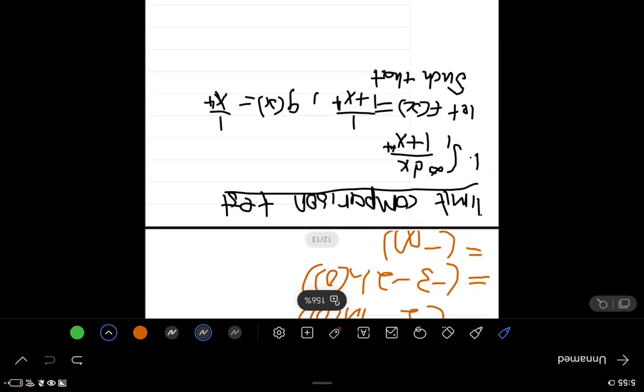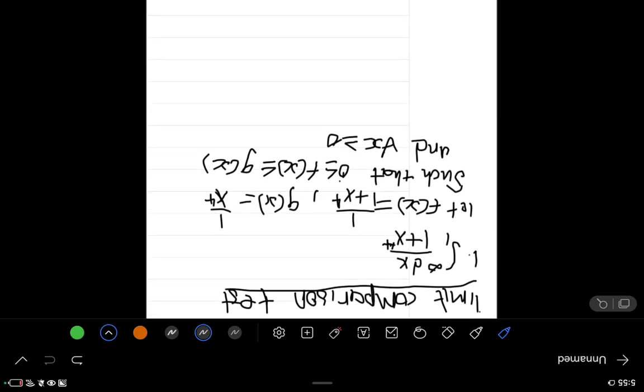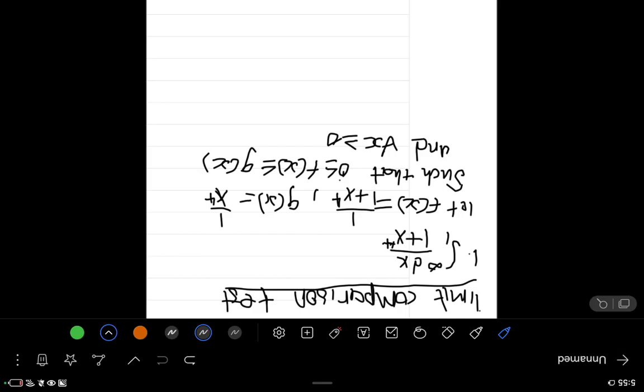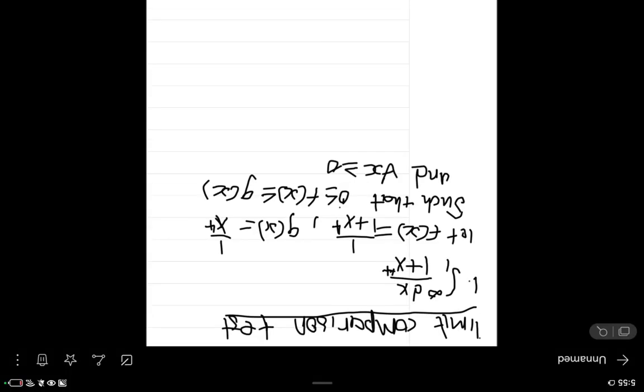Yeah. Alright, such that 0 is less than or equal to f of x, less than g of x. We agree on this right now. And check this, for all x greater or equal to a. So let's go back and check. It was greater or equal to a, not 0. Our a is what? It's 1, right?